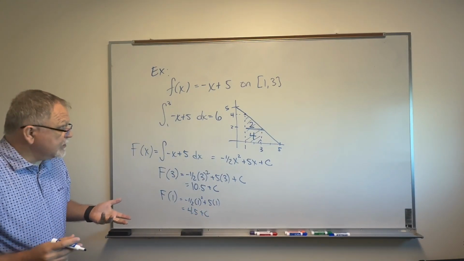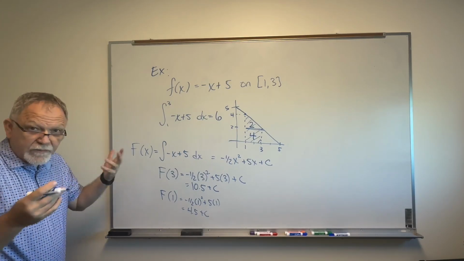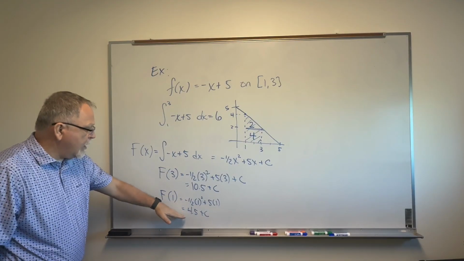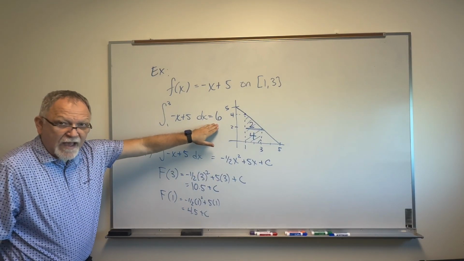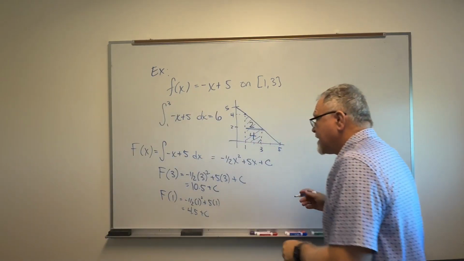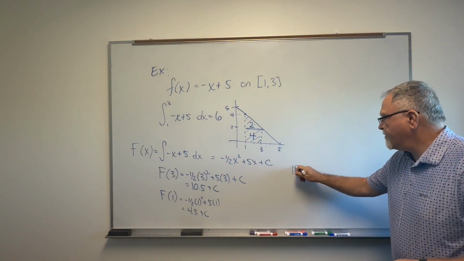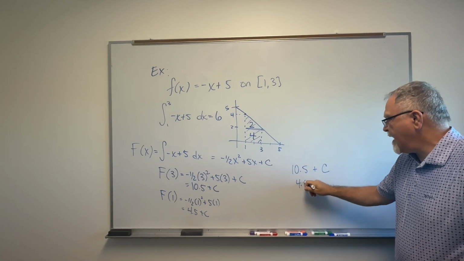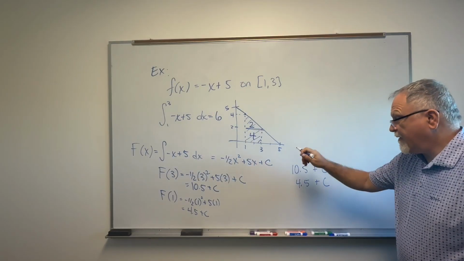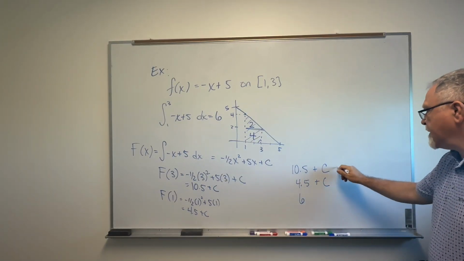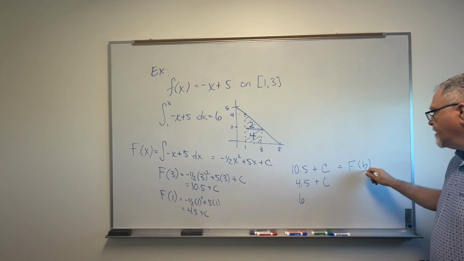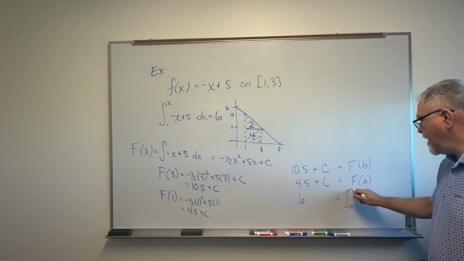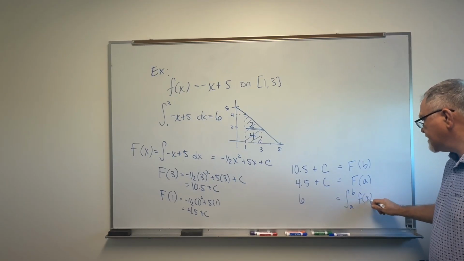The final thing I'm asked to do is to make a connection or observation across all the problems that you're going to work: what is the relationship between these quantities and the value of the definite integral? I've got this 10.5 plus c, this 4.5 plus c, and this value of 6, with this being F of b, this being F of a, and this being the definite integral from a to b of little f of x dx.